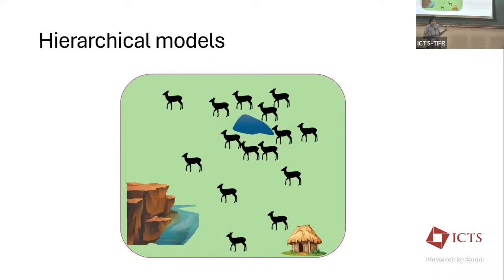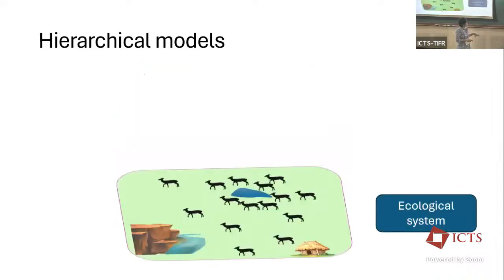So this is your system. There's some process that's happening over there. You might be interested in how many deer there are. You might be interested in where they are, what drives their presence. You might be interested in any of that. But this is your system. And there are various ecological processes that drive your system. So that's the ecological system, or the ecological processes.